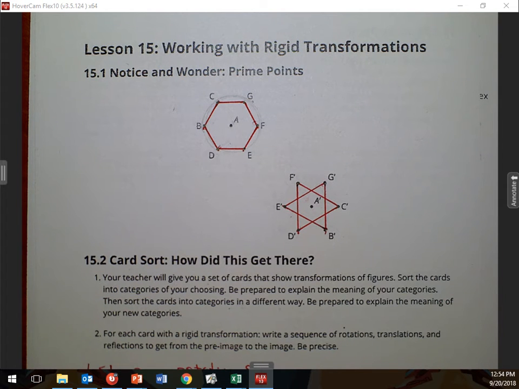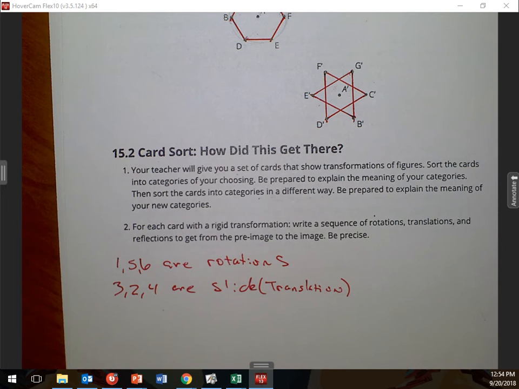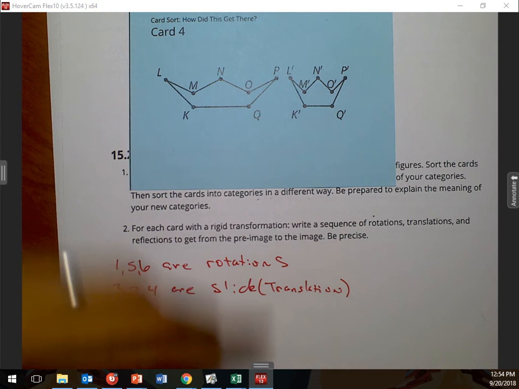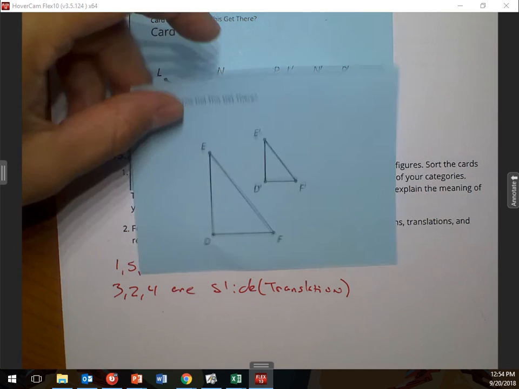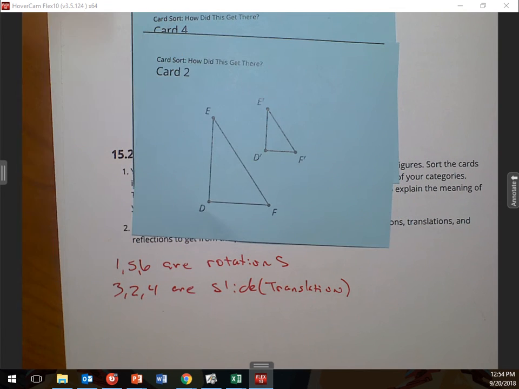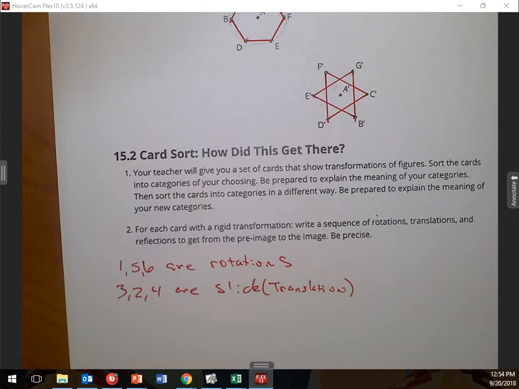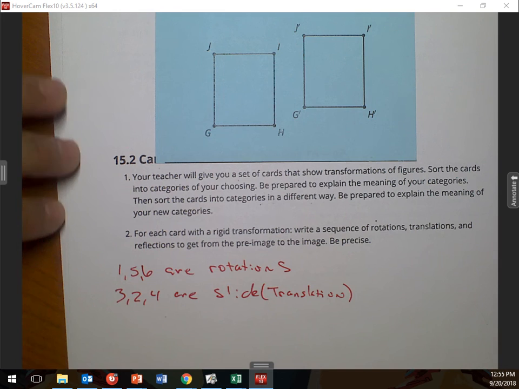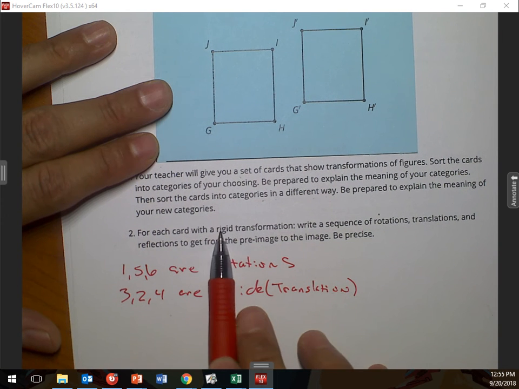Got it. Okay, so let's find the ones that are rigid then. Is this rigid? No. Why? It changes shape and size. That's a weird way of saying that a shape doesn't change size or shape, but I'm not the one that came up with the vocabulary for this. Card 3, no. Card 5, is this one rigid? No, because it changes size. Okay, is card 3 rigid? Yes, it is rigid.